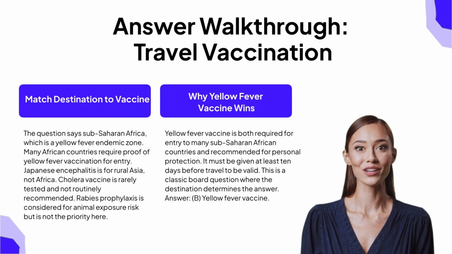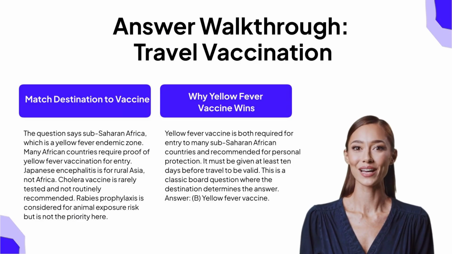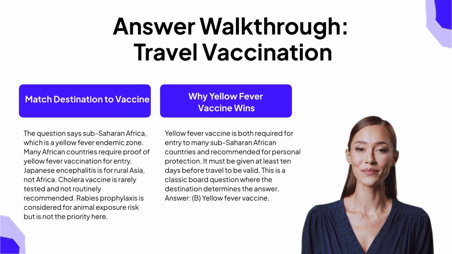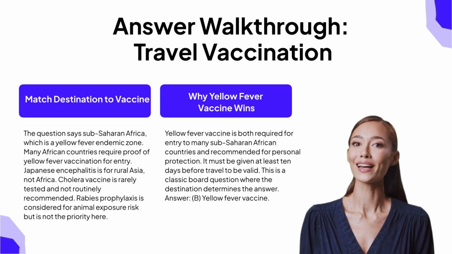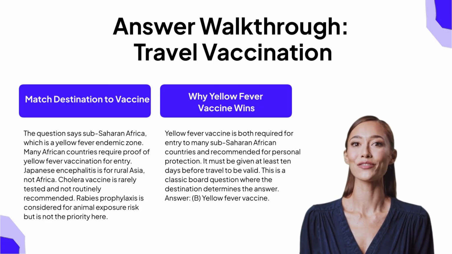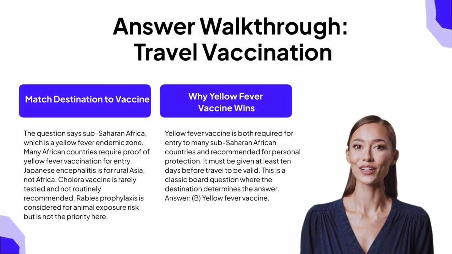Let us break down this answer. The key strategy here is matching the destination to the vaccine. When you see sub-Saharan Africa, your reflex should be yellow fever. Many countries in this region require an international certificate of vaccination for yellow fever before they allow entry.